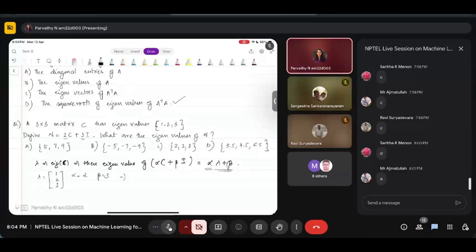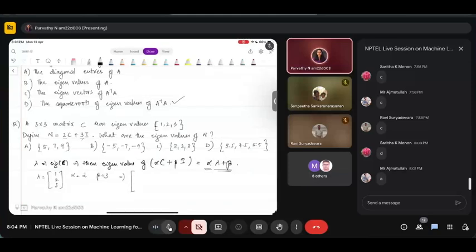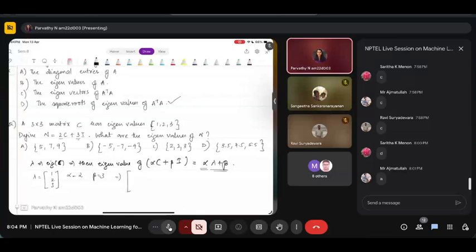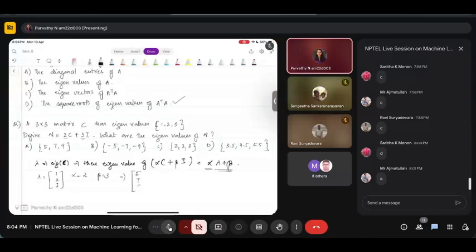So 1 into 2 plus 3, which is 5. Then 2 into 2 plus 3, 7. 2 into 3 plus 3, 9. So it is 5, 7, 9. So it is A.